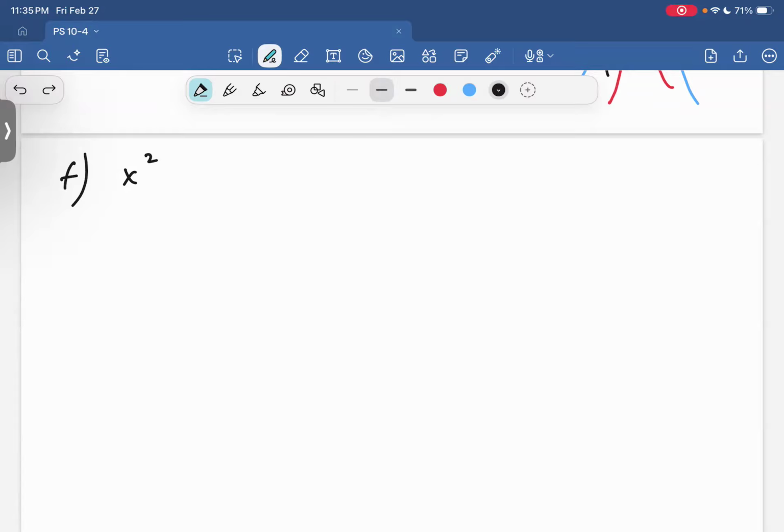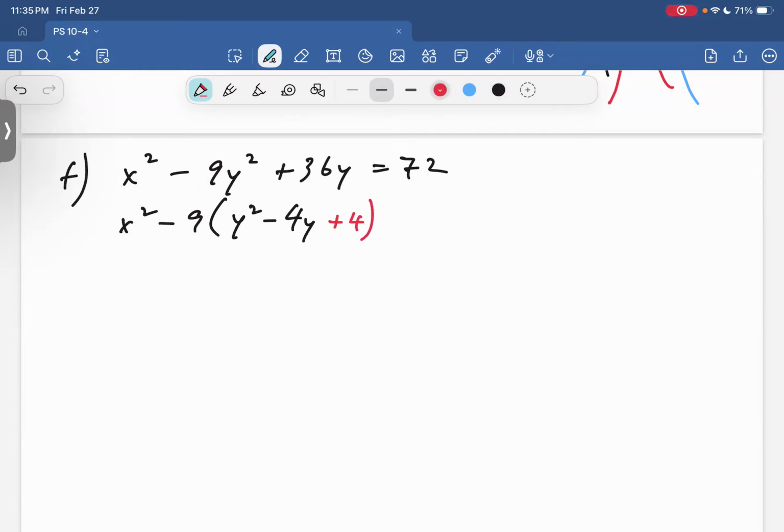X squared is already there, so that's a good simplification. Then factoring out a -9 leaves me with minus 4y, and I'll have to add 4 there to complete the square. So on the right-hand side, I'll have to subtract 36.